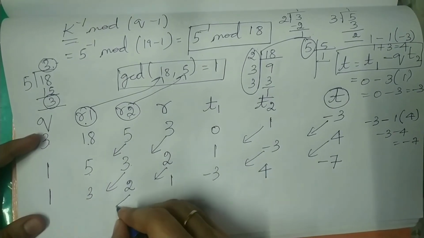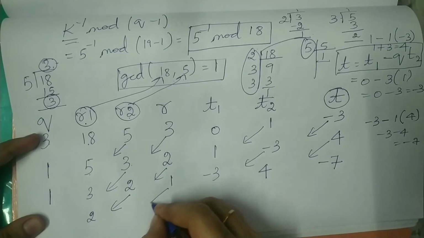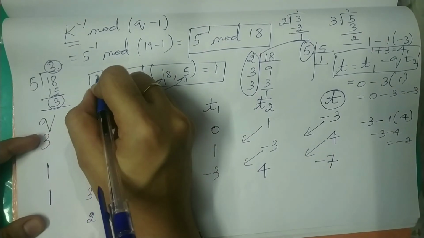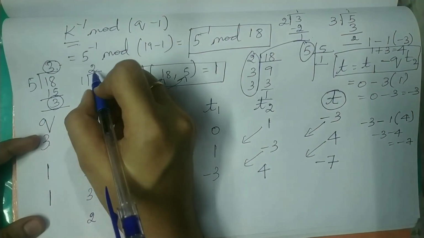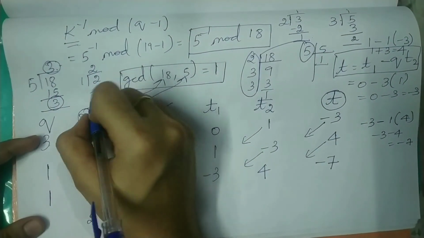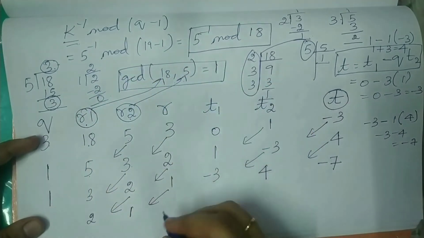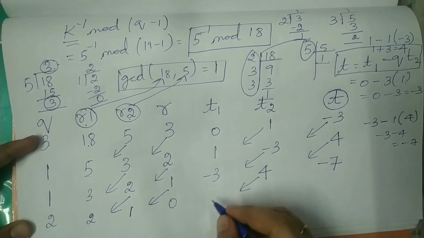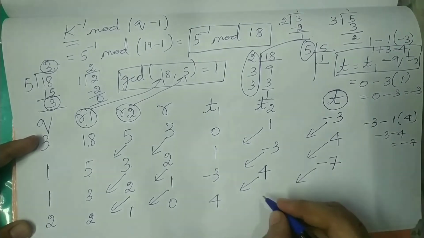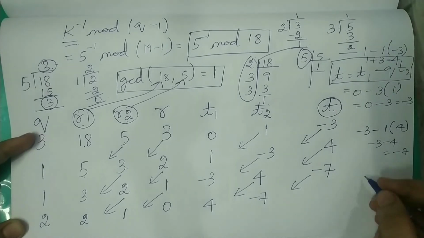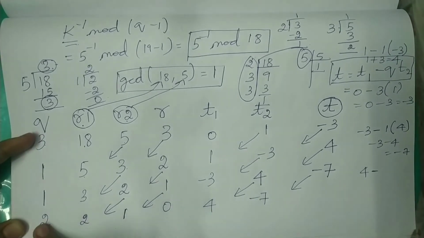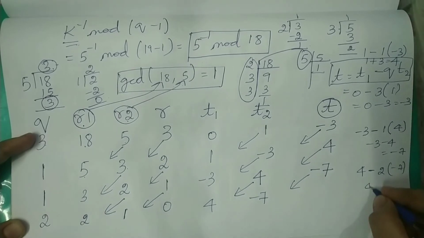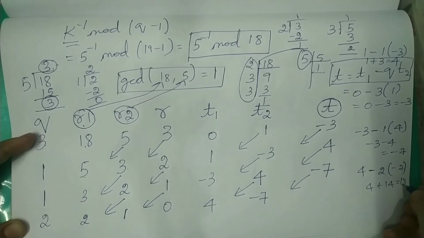Next I should bring this R2's value over here and R's value over here. Now I should divide this 2 by 1. When I divide 2 by 1, it will go 2 times. So I'll get 0 as the remainder. So the remainder is 0 and the quotient is 2. I should bring this T2's value to T1 and T's value to T2. T1 is 4 minus Q's value, which is 2, into T2's value, which is minus 7. So 4 plus 14, it is 18.